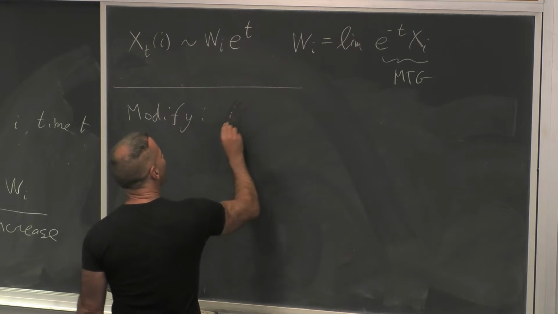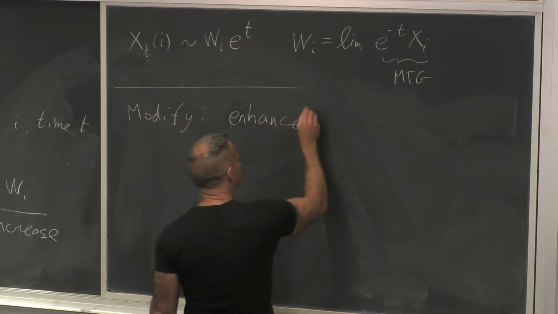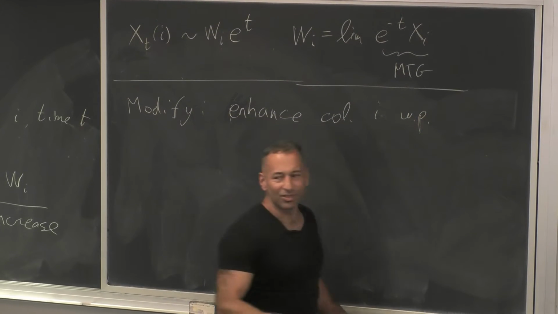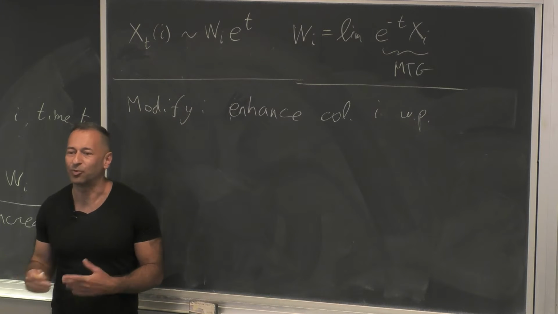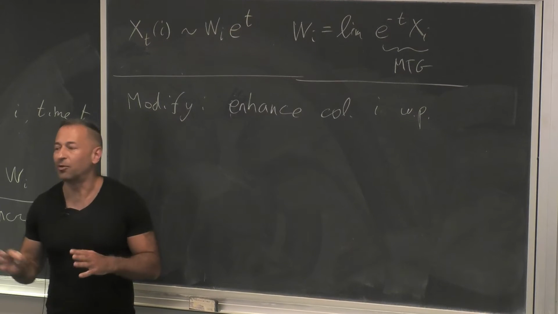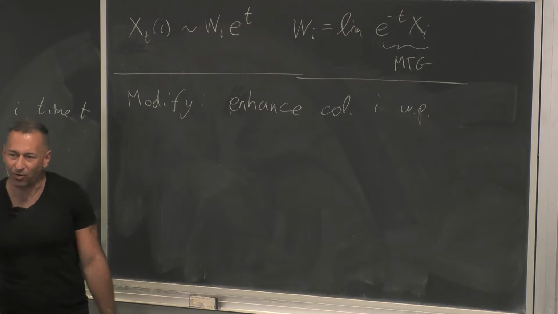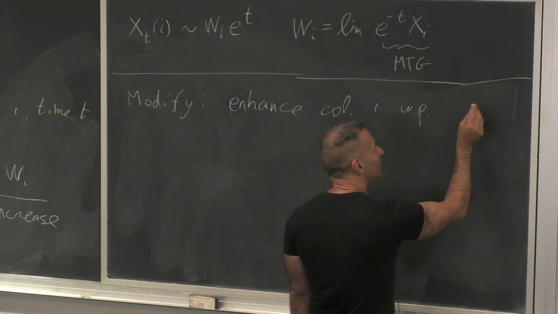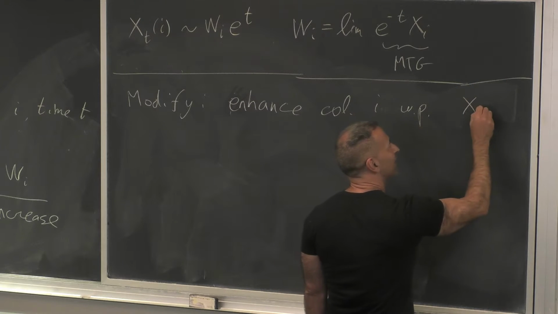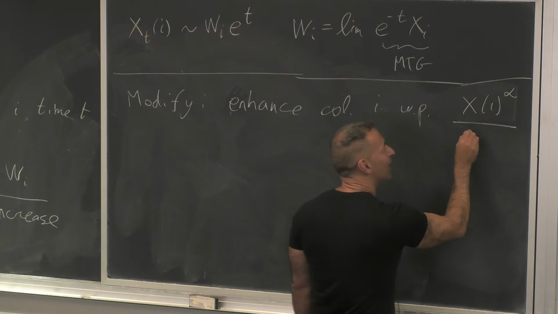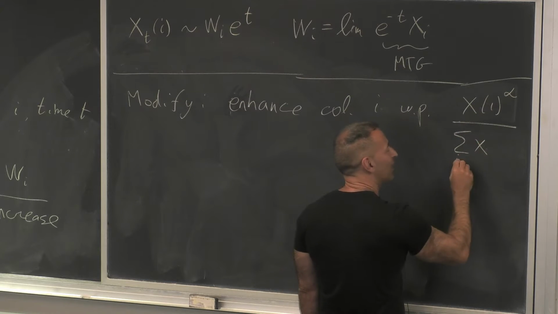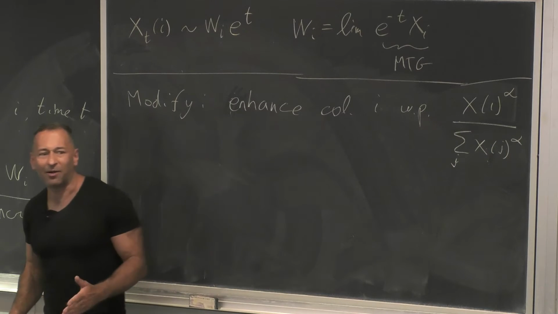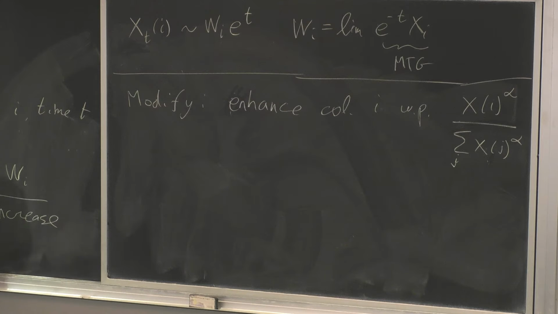So suppose that you enhance color i with probability which is not proportional to x_i, but to x_i to some power alpha. You can consider more general functions other than just powers, but to keep things a bit cleaner, let's stick to powers. So the probability is x_i to the power alpha, normalized, so you sum over all j of x_j to the power alpha. So we have some parameter alpha governing the process.